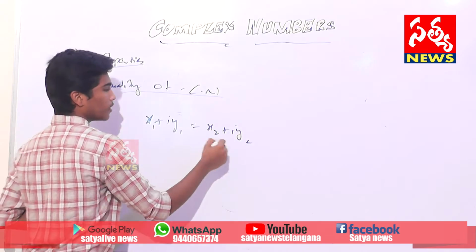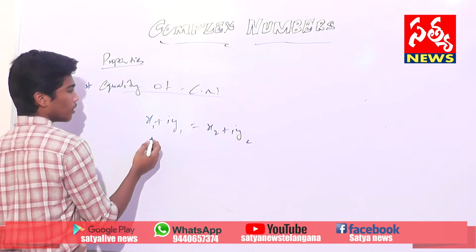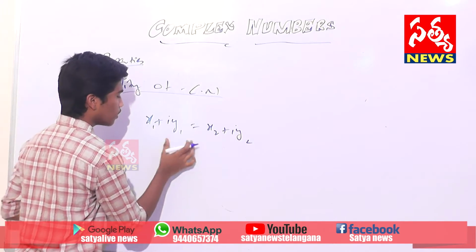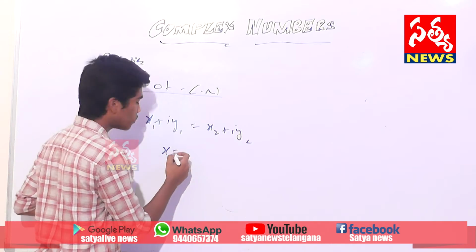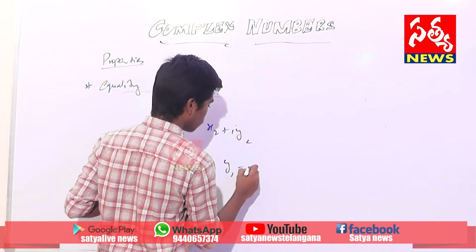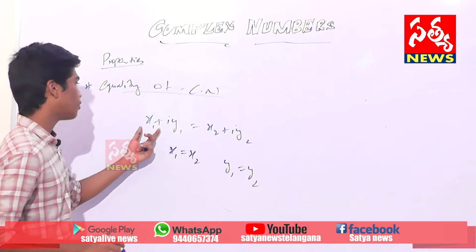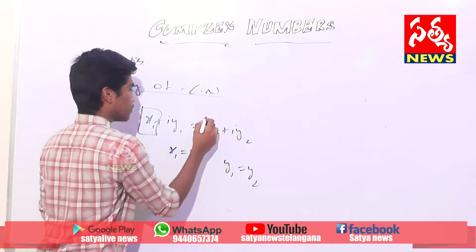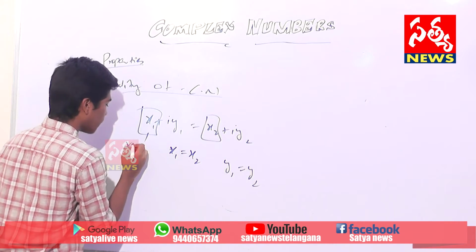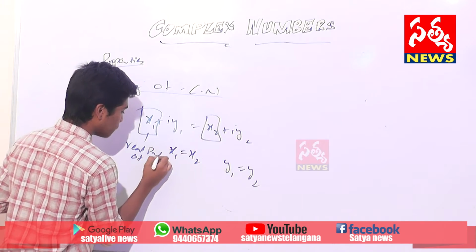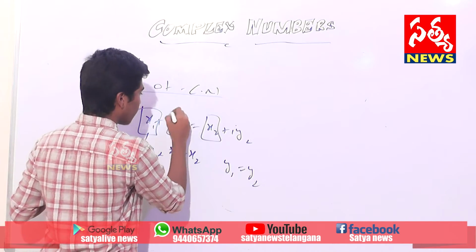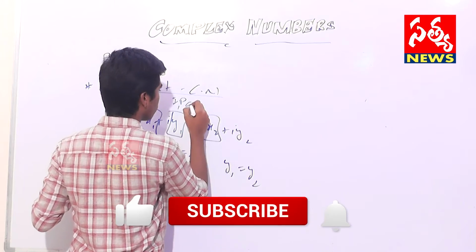These are two complex equations. Now, if we equate these two equations, we get x1 equals x2 and y1 equals y2. Here, x1 is the real part of the complex number, and y1 is the imaginary part of the complex number.